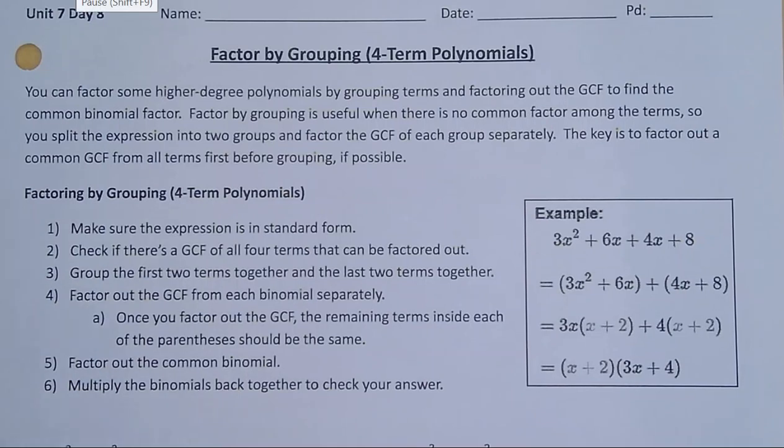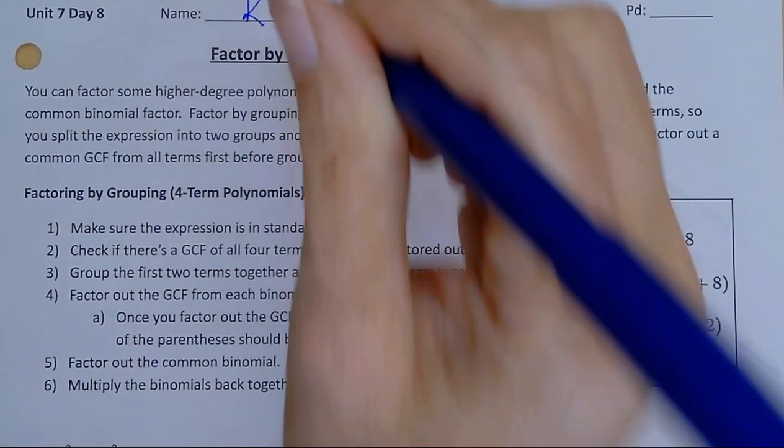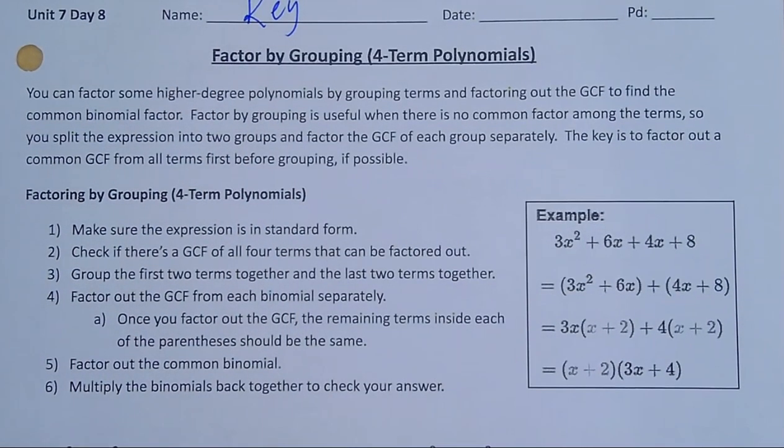Algebra Honors, Unit 7, Day 8. These are our actual notes on how we factor by grouping. Unit 7 is polynomials. So thanks for tuning back in again here. And I'll do my best to do these correctly the first time.